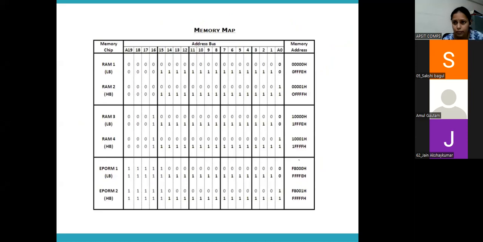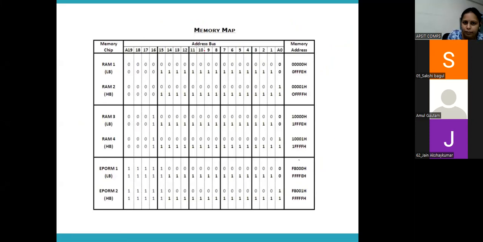हमारा system का memory map. हमारा system क्या है? It's designed an 8086 based maximum mode system having 32 KB EEPROM using 16 KB chips and 128 KB RAM using 32 KB chips. That is our requirement. Okay, so this is the plan for that.